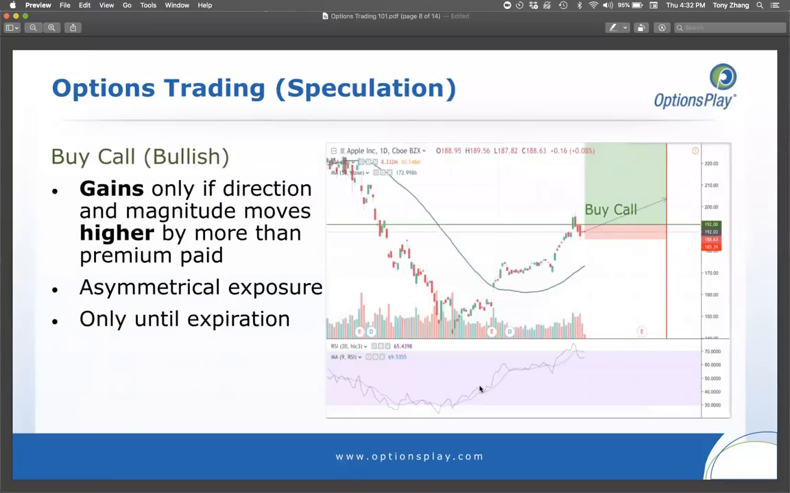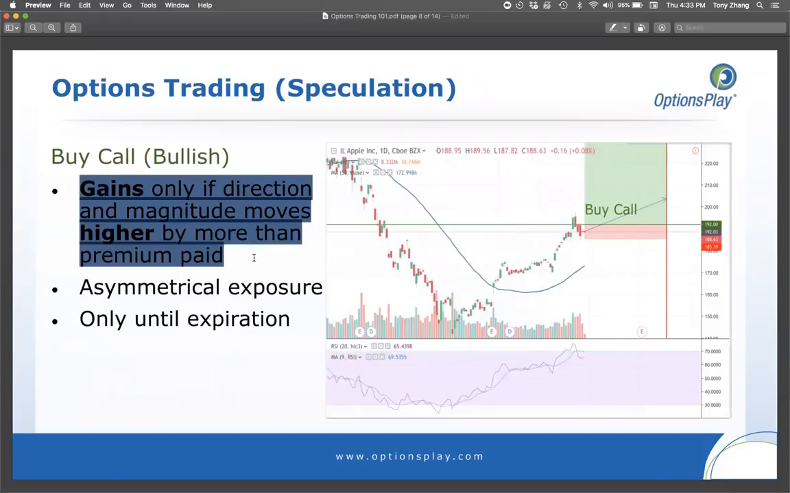So with that, I'm now going to take a look at that same example of Apple, but now instead of buying a stock, we're going to buy a call. So buying a call, again, is a bullish strategy. So if I'm bullish on Apple, buying a call is a strategy that I can utilize. Now, the difference between buying a stock and buying a call is that when you buy a call, you only have gains if both the direction and magnitude of the move is higher than the premium that you've paid for the call.